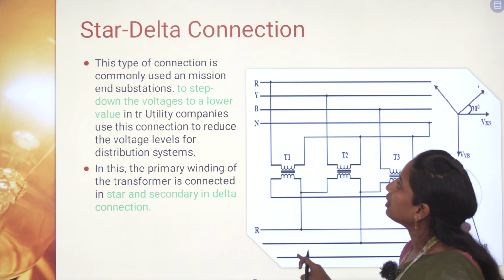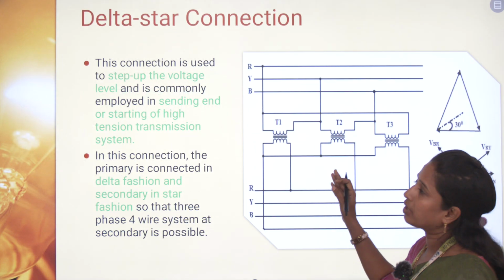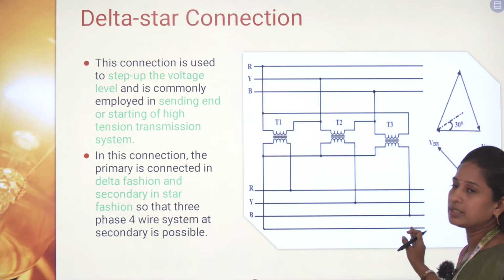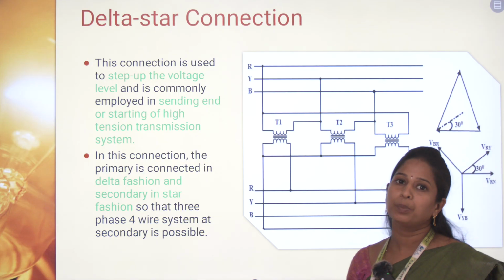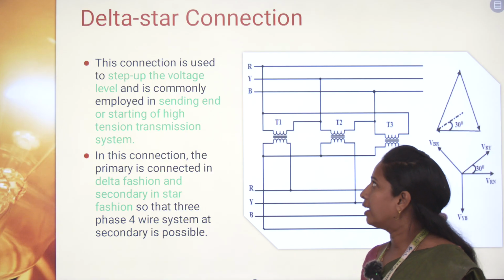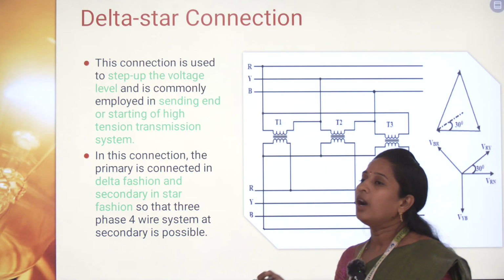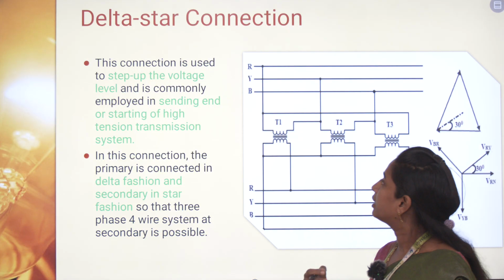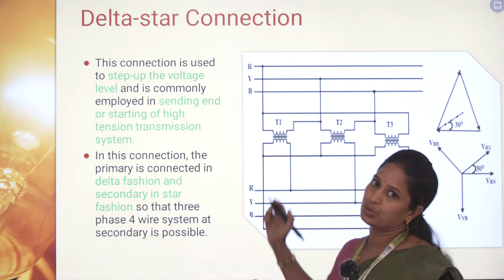Next we will discuss the delta to star connections. This is the delta to star connection picture of the sample, and its main purpose is to step up the energy, that means the voltage level. It is commonly employed in the sending end or starting of a high tension transmission system.